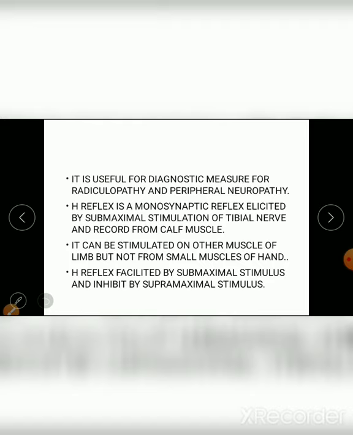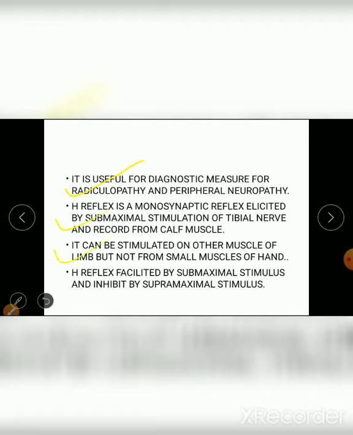It is a useful diagnostic measure for radiculopathy and peripheral neuropathy. So, if a person has any radiculopathy symptoms or any peripheral neuropathy, in those conditions, the H reflex is useful for diagnostic purposes. The H reflex is a monosynaptic reflex elicited by submaximal stimulation of the tibial nerve and recorded from the muscle, that is the calf muscle.